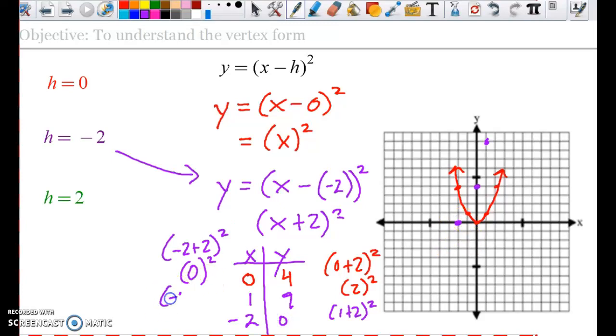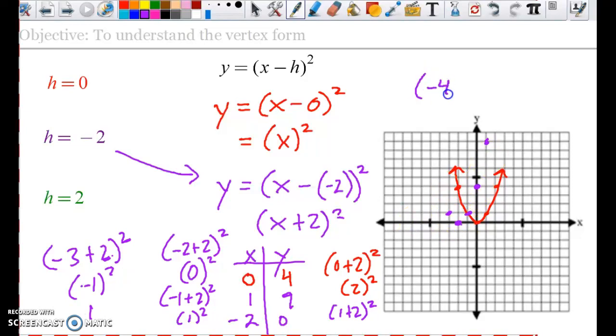What about -1? -1 plus 2? Well, that's going to be 1 squared, or 1. So -1, 1. How about -3? -3 plus 2 squared. Pen is kind of being weird here. That's -1 squared. That's 1. So -3, 1. Do you see where my parabola is now? Let's do one more just to make sure.